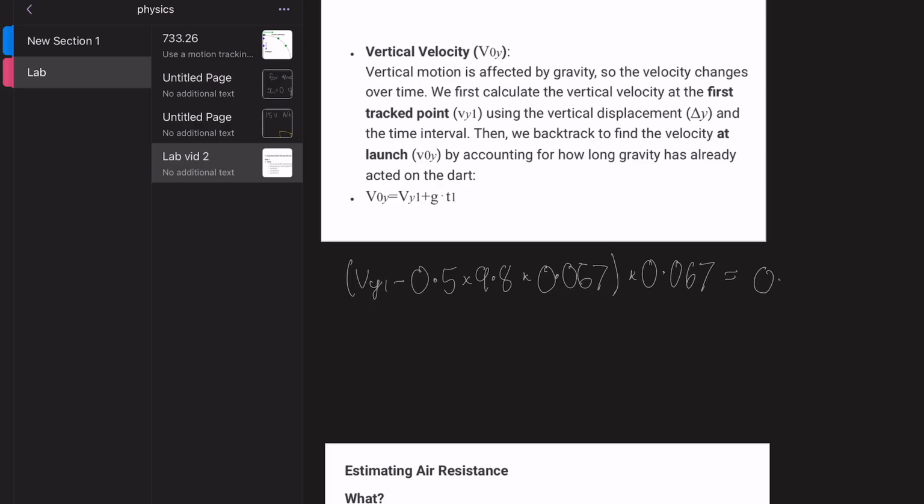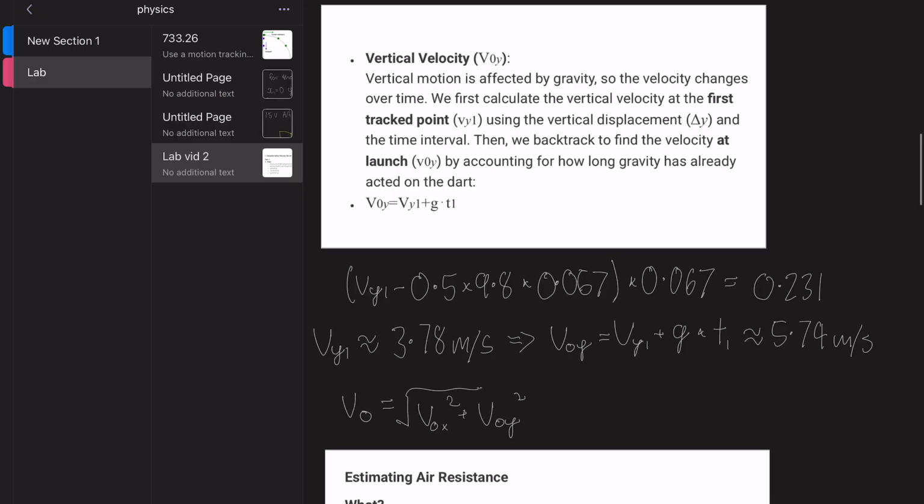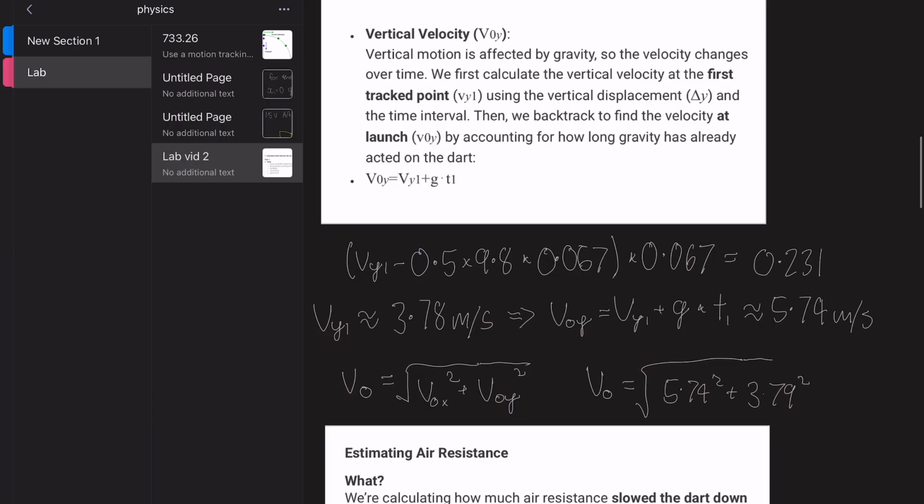The horizontal velocity was found using a formula where delta x is the horizontal displacement and delta t is the time interval. The vertical velocity was calculated by accounting for the effect of gravity. Using vertical displacement, delta y, and time interval, we determined the vertical velocity at the first tracked point and then backtracked to find the initial velocity at launch.